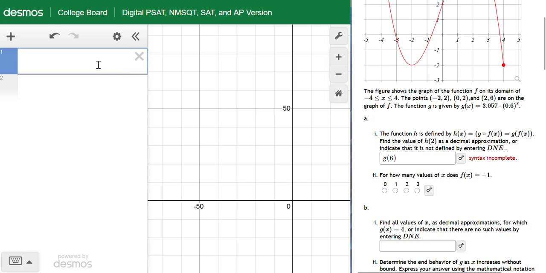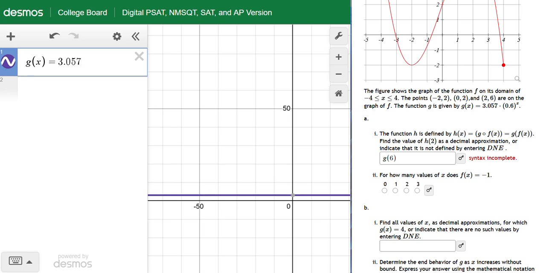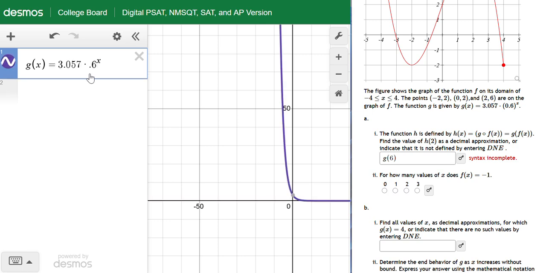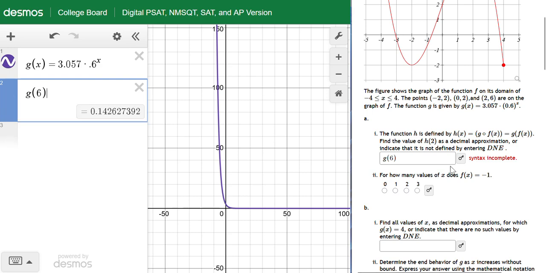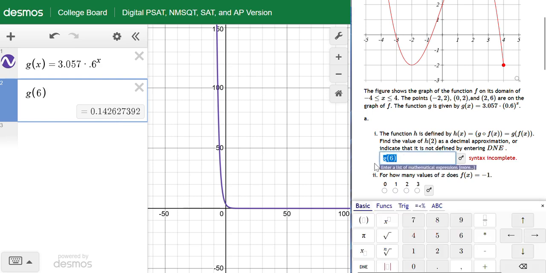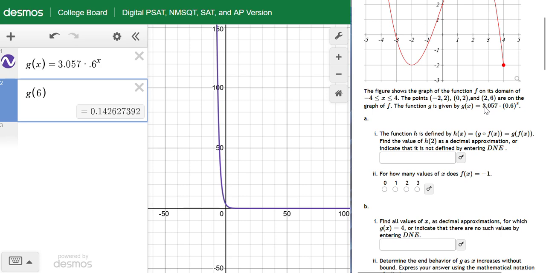So we have two options. One, we can plug that g function into Desmos. So if I type it in exactly as it appears, so there is my function and there is my graph of that function. Right? I could just evaluate g of 6 by typing that directly in. And so I get my answer here to be 0.1426.